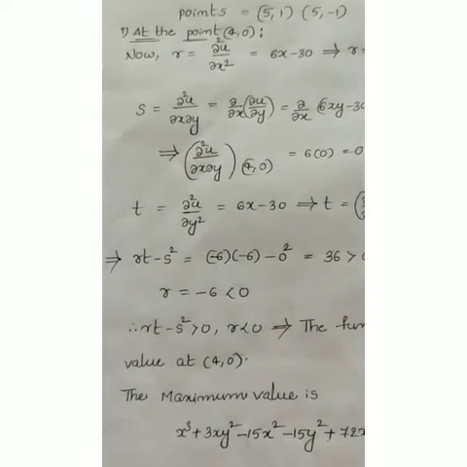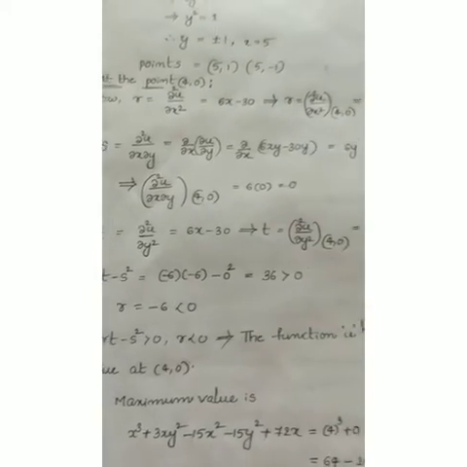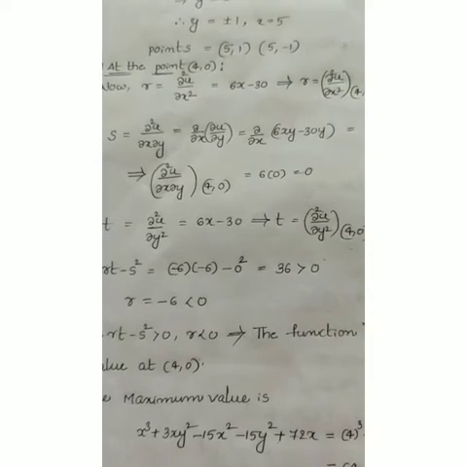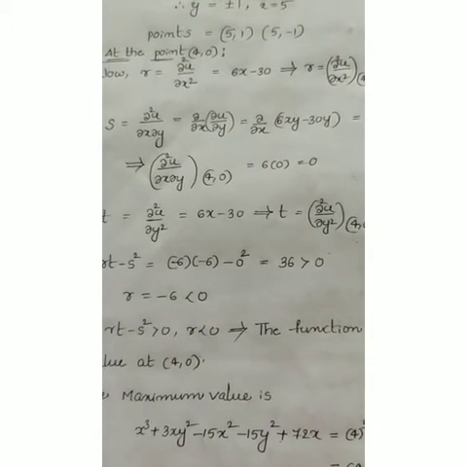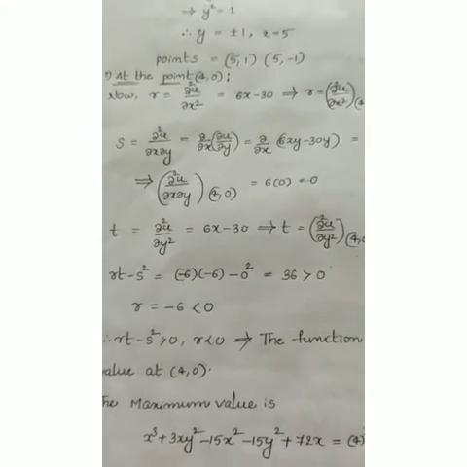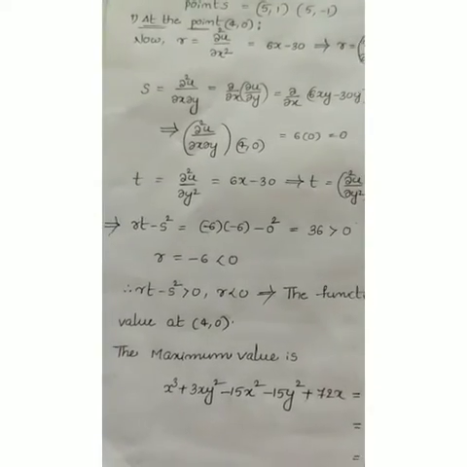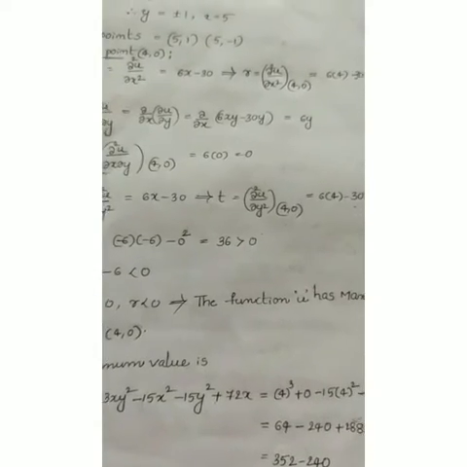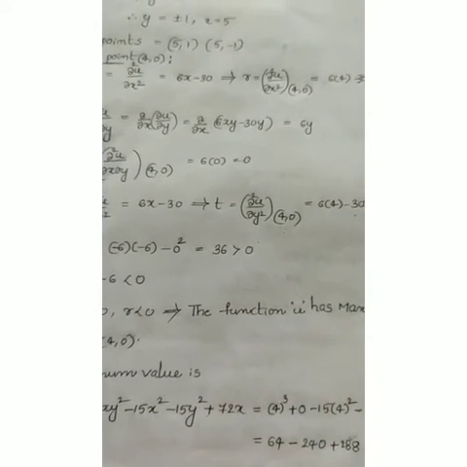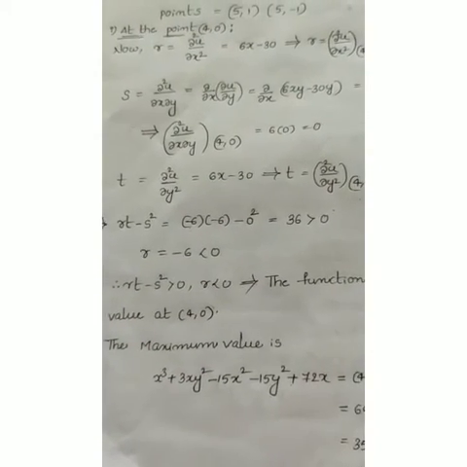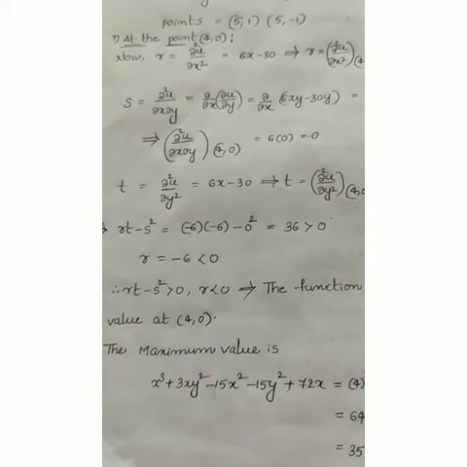Now rt minus s square: r value is minus 6 and t value is also minus 6, minus s square, 0 square. Minus 6 into minus 6 is 36, which is greater than 0. And r equal to minus 6, that is less than 0. So here rt minus s square is greater than 0 and r is less than 0. That implies the function u has a maximum value at the point 4 comma 0.